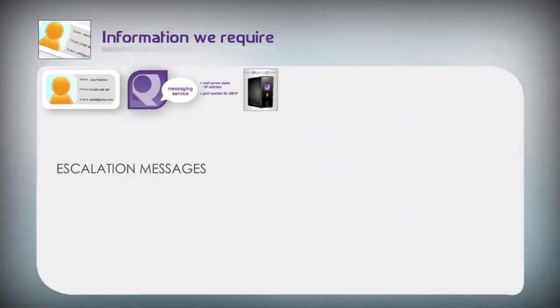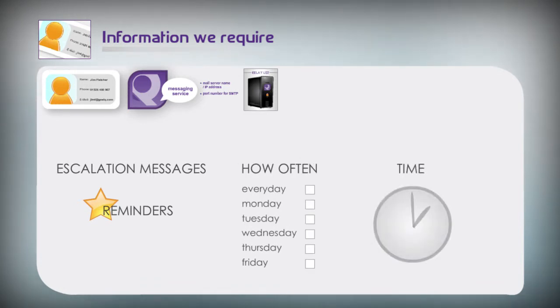QPulse also uses escalation messages to remind users if work has not been carried out. If you wish to use escalation messages, we'll need to know when you'd like to send these messages, such as every Monday at 7 AM.